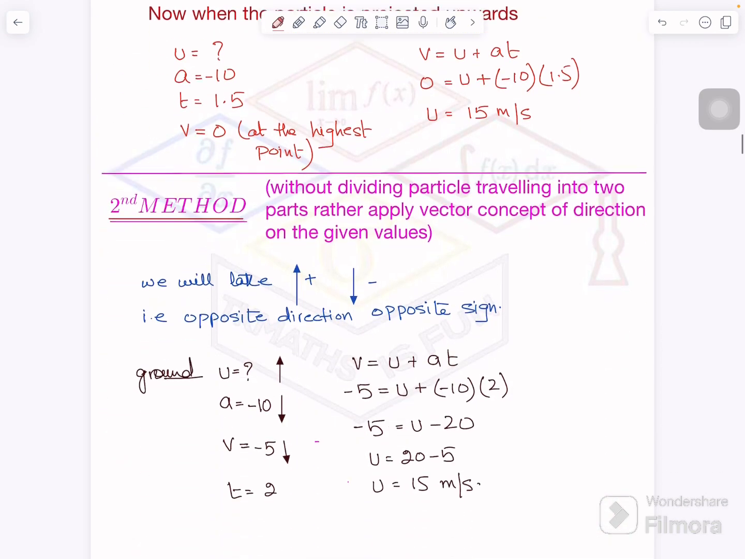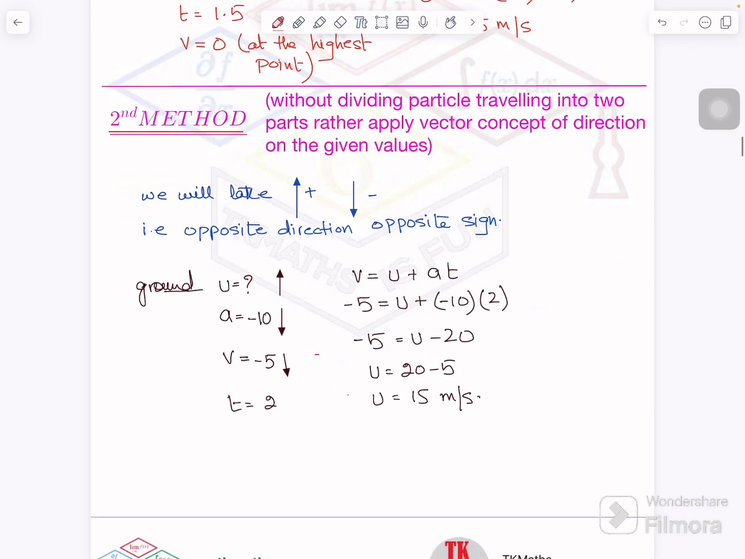Second method. In the second method, irrespective of the way of the journey, we just take all the directions at different points. So I have drawn arrows here, and then I have applied them in the constant acceleration formula, and I got the starting point velocity, the projected velocity, directly from here. So you don't need to break up the whole traveling time or the motion time of the particle into 2 steps.